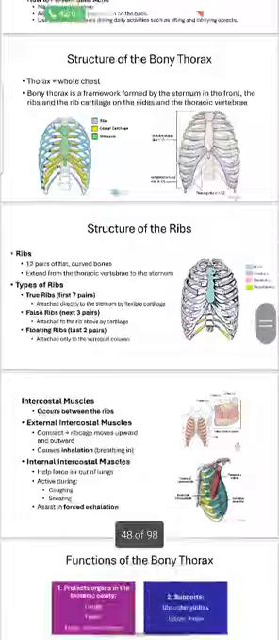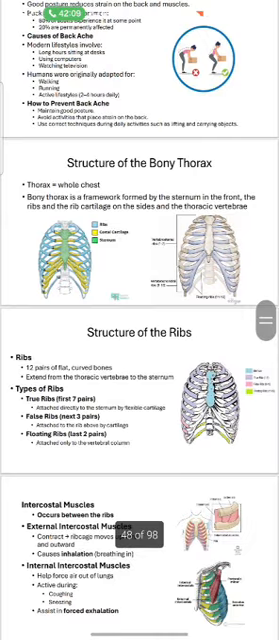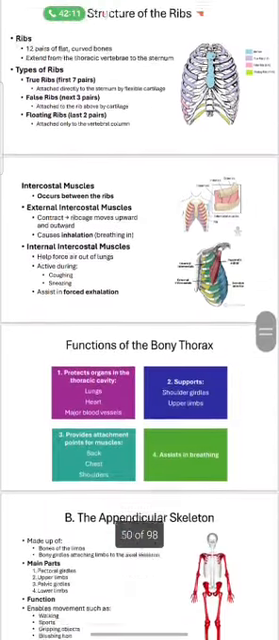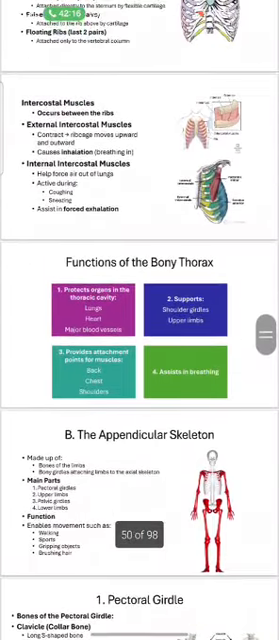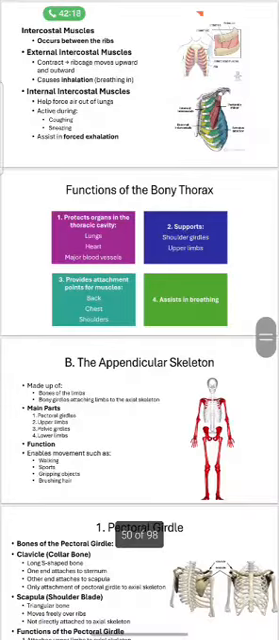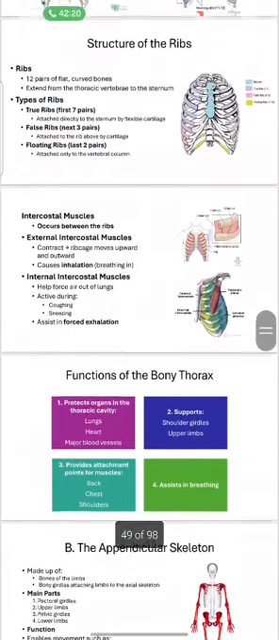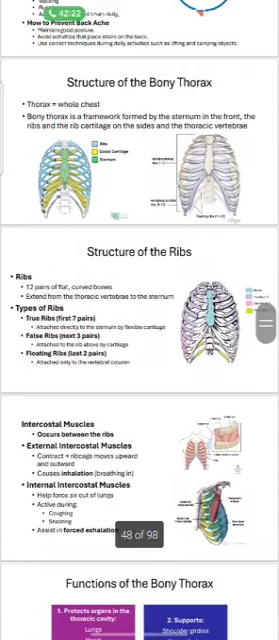So, structure of the bony thorax. The thorax is the whole chest. The bony thorax is a framework formed by the sternum in the front, the ribs and the cartilage on the sides, and the thoracic vertebrae. And then structure of the ribs.